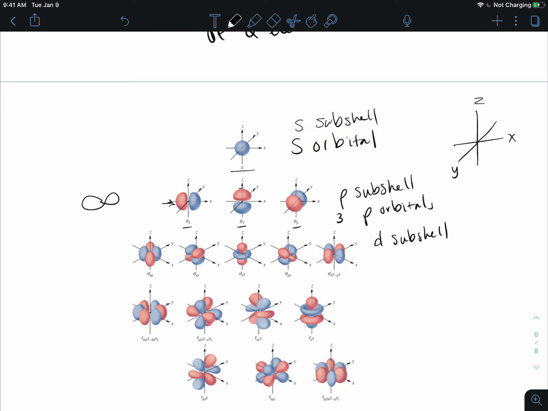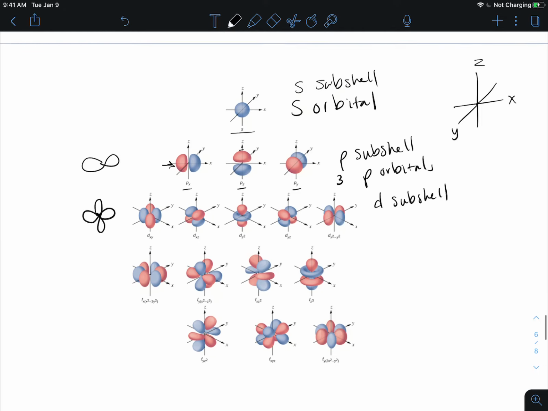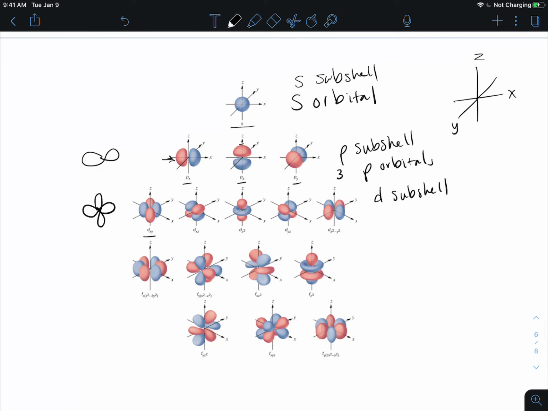Okay, with our d subshell, we have 5 possible orientations for the 4 lobes of our d orbital. And we have a dxy, where our lobes are on the xy axis, dxz, where we're along the xz axis, a dz squared, where all of it is along just the z axis, a dyz, where we're along the yz axis, and then dx squared minus y squared, where we're actually in between the x and y axes.